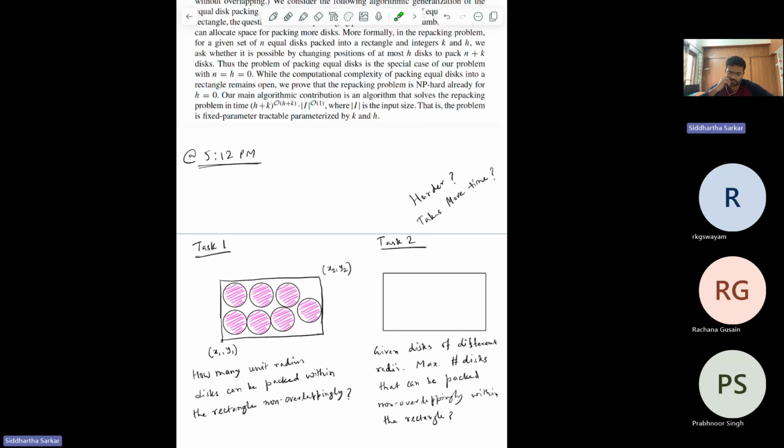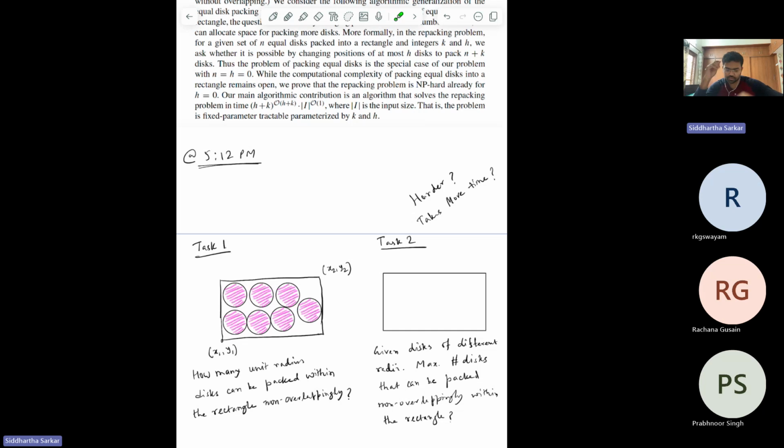So I'm saying that in both problems, you know what the disks to be packed are. Here, let us say you have an infinite supply of unit disks. Here you have some finite supply of disks, but you know the radii of the disks. So you have to maximize the number of disks that you can pack. Of course, you can start with the small disks, then go with the larger disks and so on. But you also have to maintain that these disks are packed non-overlappingly.